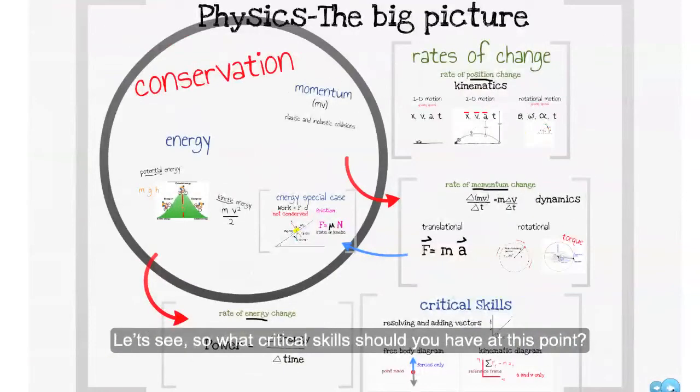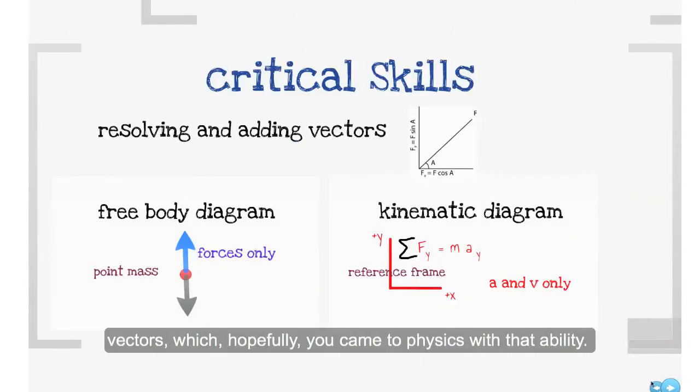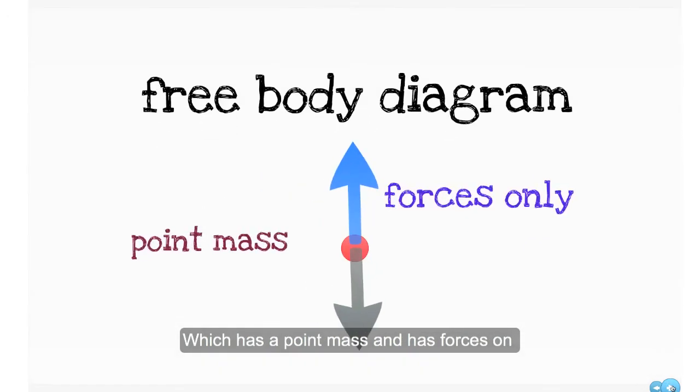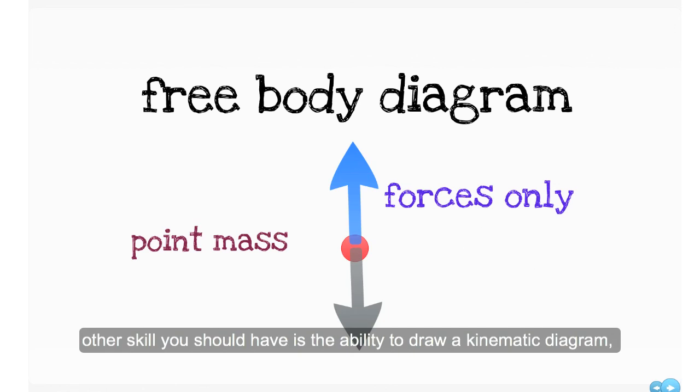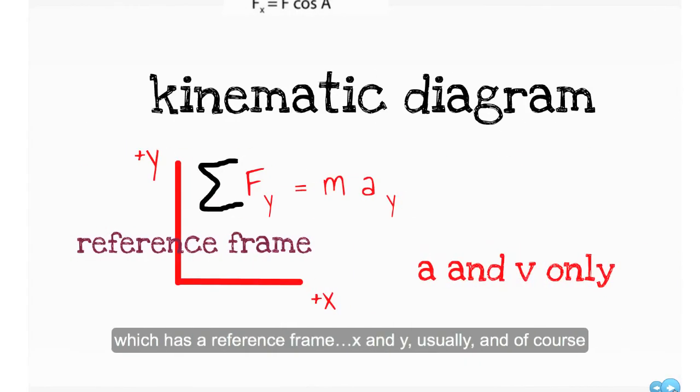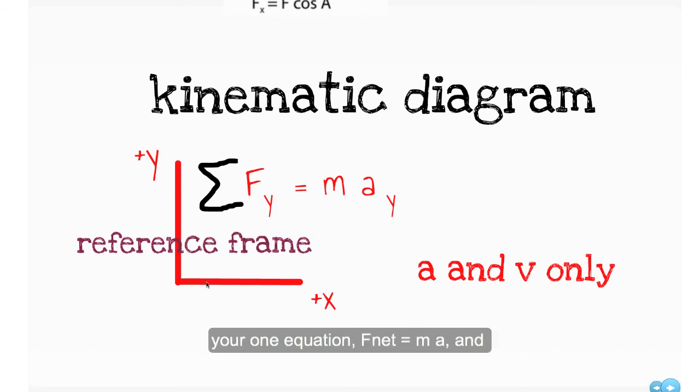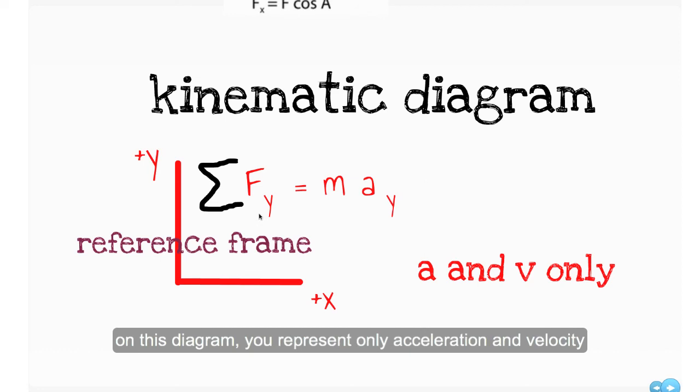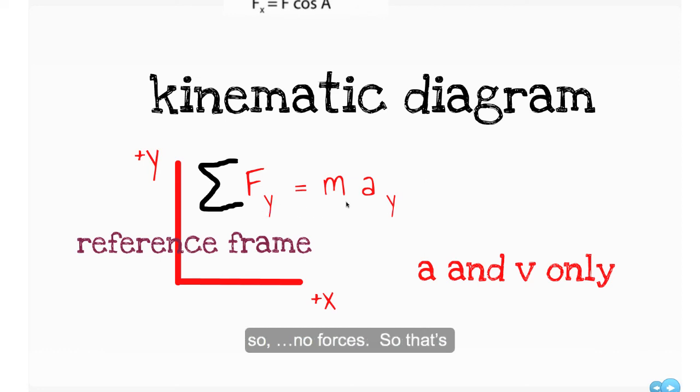Let's see. So what critical skills did you have at this point? At this point, there are three skills. One is resolving and adding vectors, which, hopefully you came to physics with that ability. Another is being able to draw a free body diagram, which has a point mass and then has forces on the diagram only. The other skill you should have is being able to draw a kinematic diagram, which has a reference frame, x and y usually, and then of course your one equation, F net equals ma, and on this diagram you represent only acceleration and velocity, so no forces.